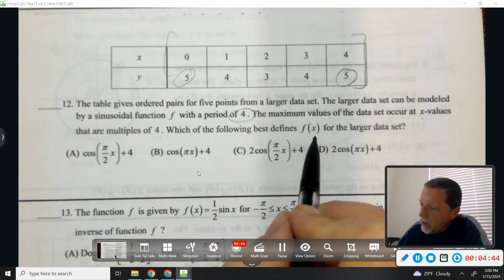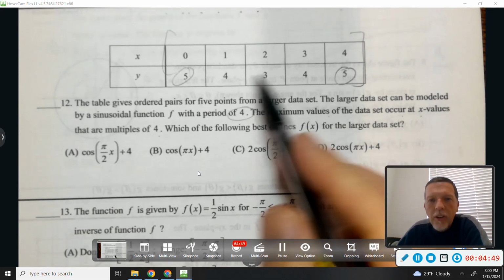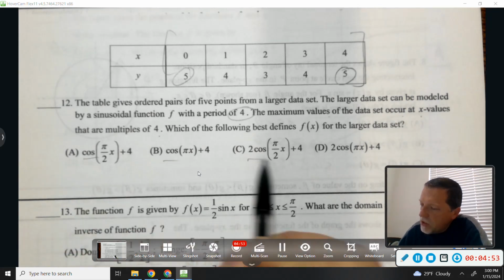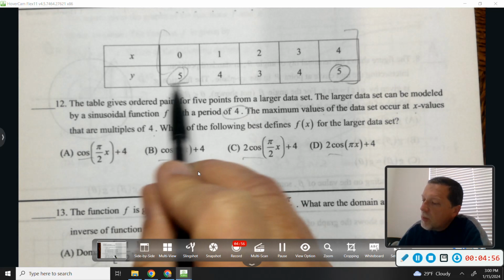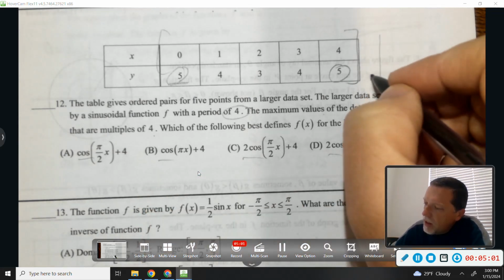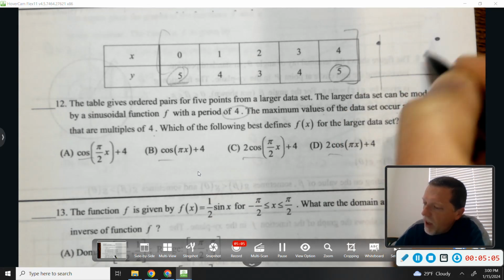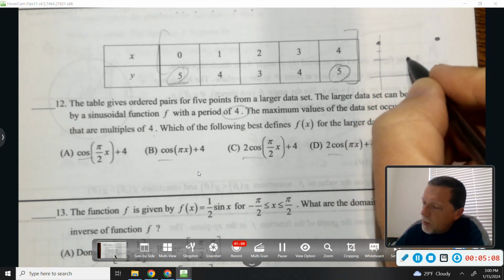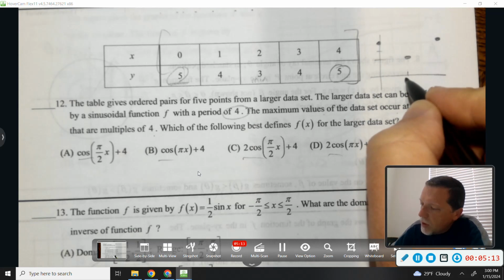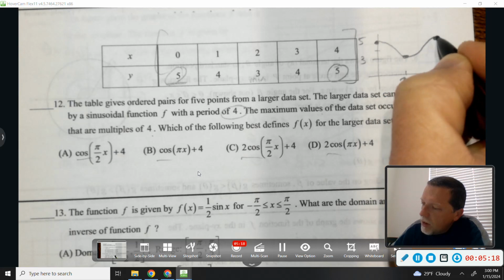Which of the following best defines f of x for the larger data set? Okay, so basically make an equation that fits this. I'm looking at my choices. They're all cosine. Cosine starts at a max, so I shouldn't have any phase shift going on. So let's see, I'd want to start at 5 and end at 5, and my minimum is 3. It's as low as it gets. Oops, not that 3. That would be 2, that's 3, that's 5. So I know it looks like that.